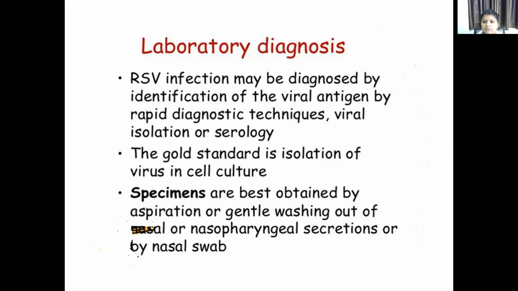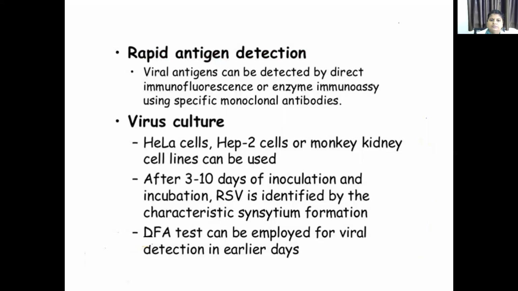If you see the growth of this virus, growth can be observed as syncytial multinucleated giant cells in the cell lines. It indicates the person is infected with RSV. Rapid antigen detection: antigens can be detected by using immunofluorescence or ELISA, using specific monoclonal antibodies. HeLa cells, HEp-2 cells are also used. Cell lines are also used, as already told. Syncytial formation is one of the important characteristic features for the growth of the RSV.